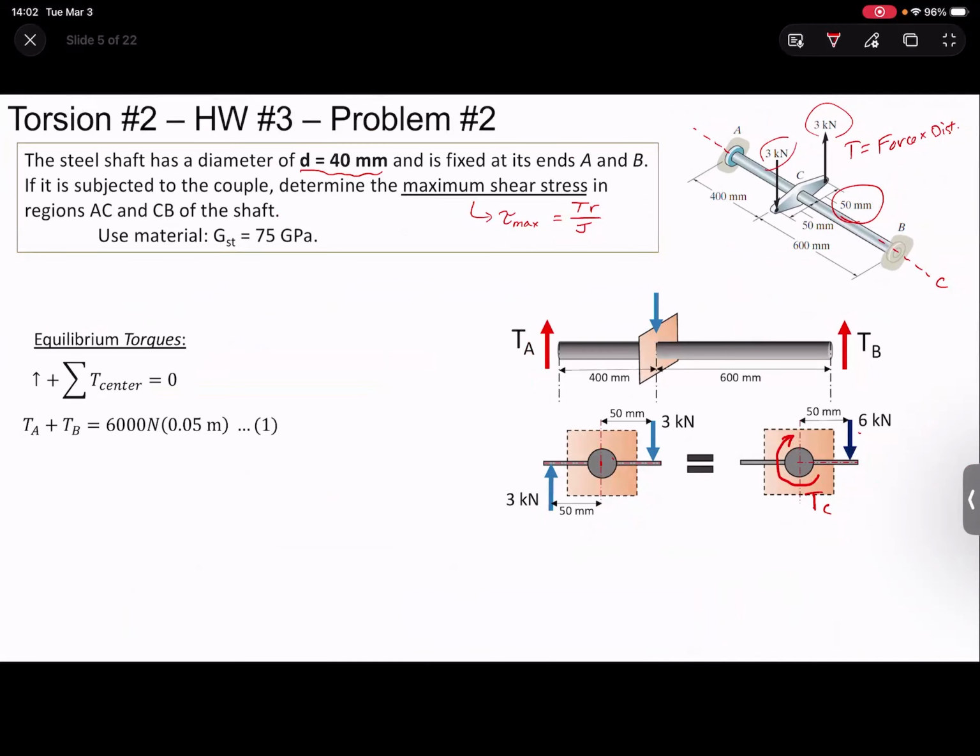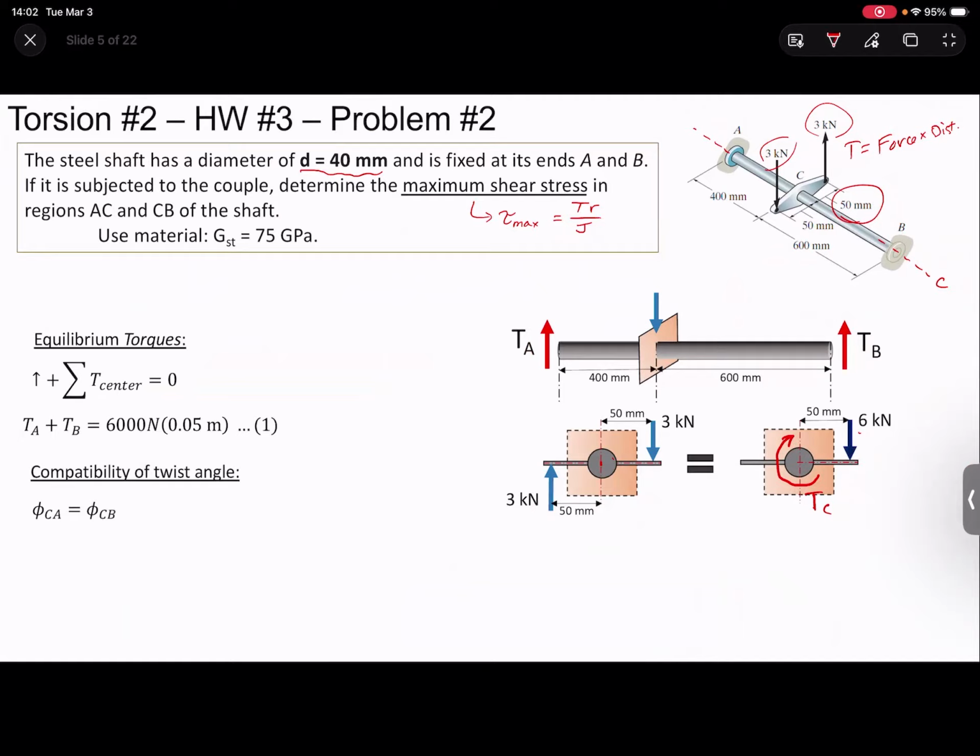Now this, I put a one, which means obviously we're going to need a system of equations because this is two unknowns and we can't solve for those two unknowns like that. But this is still an important equation. What we have to use now is compatibility of the twist angle.